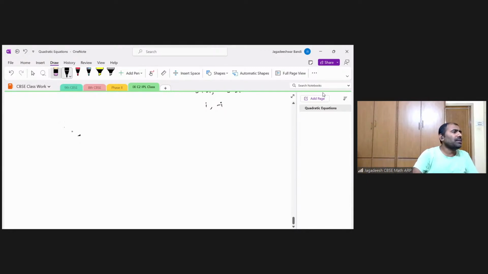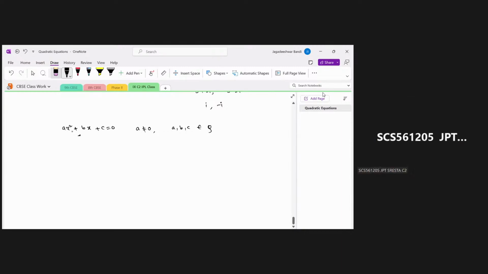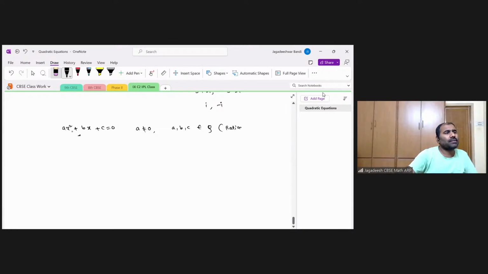Fine, no problem. Okay. So now let us observe once again the other condition. Ax square plus bx plus c equal to 0, where a is not equal to 0. See, children, if a, b, c belongs to Q, this is one more very, very important condition. Can someone tell me what is Q? Q stands for what? Rational numbers. Very good, Shrestha. If the coefficients are rational numbers, then what happens?